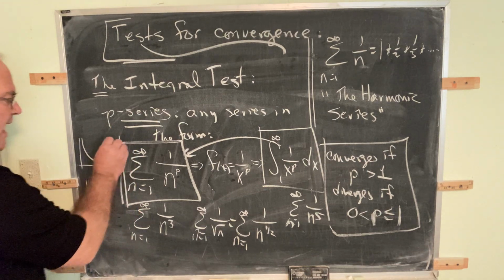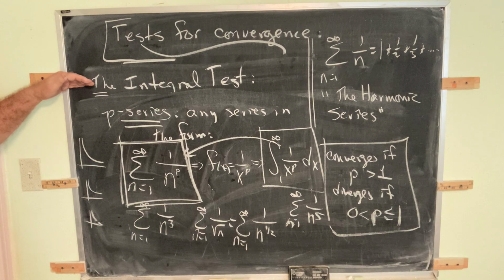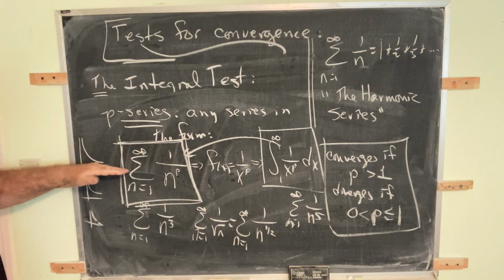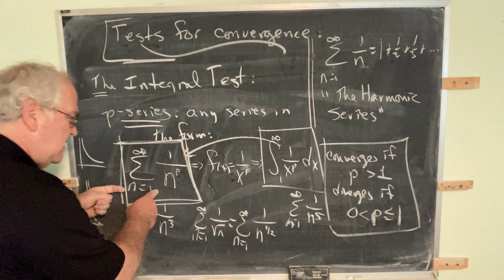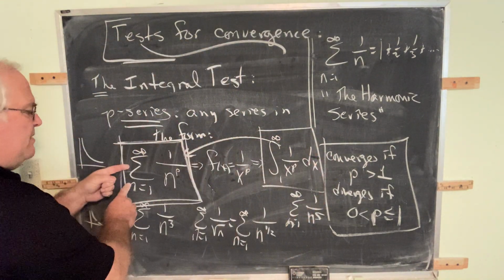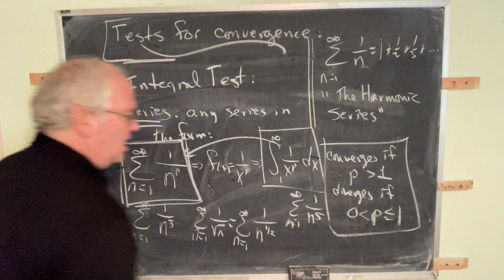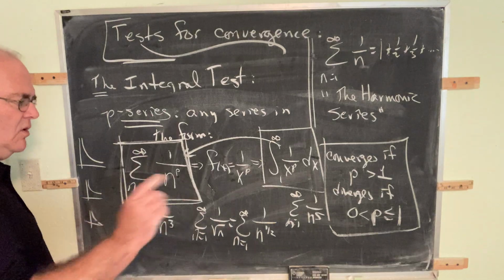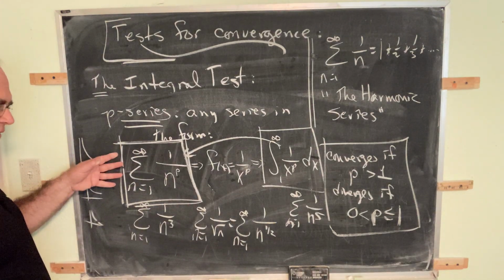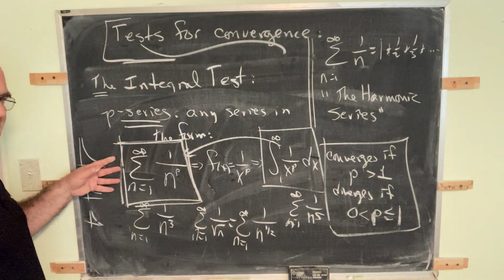So all that's wonderful and great to discuss, but for our purposes, the big takeaway here is this: a p-series. And the only real place we're using the integral test is as the theoretical stepping stone to get to this result. A p-series converges if p is bigger than 1. A p-series diverges if 0 less than p less than or equal to 1. If p is between 0 and 1 or equal to 1, the p-series diverges. If p is greater than 1, the p-series converges.